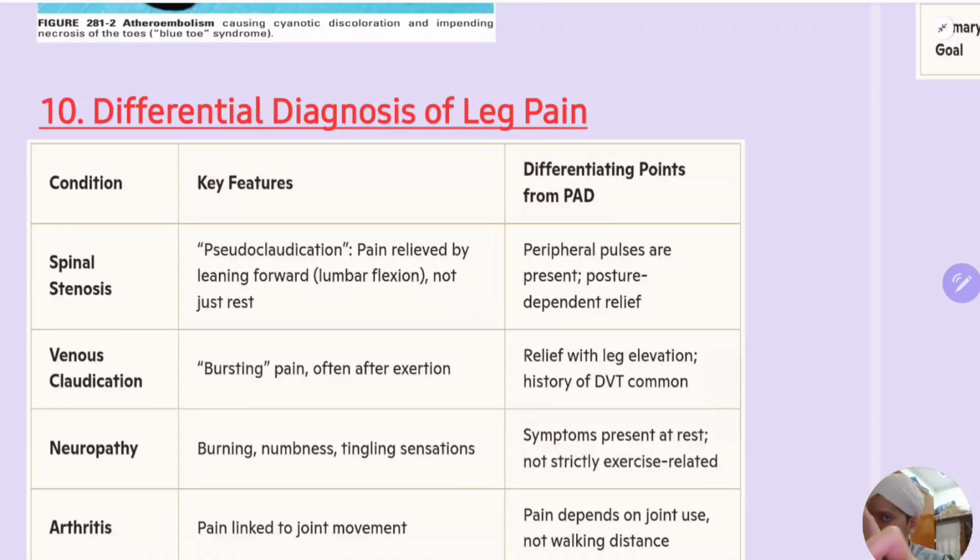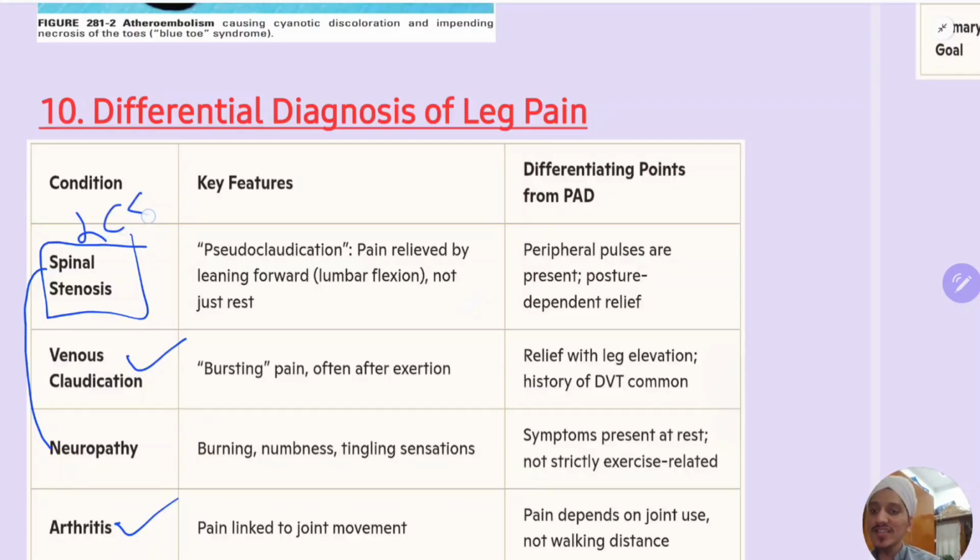One thing you should remember: you should always differentiate vascular claudication from neurogenic claudication versus arthritis pain. In neurogenic claudication, there are two things. One is spinal stenosis, lumbar canal stenosis, in elderly individuals. When they walk, they will have pain in the bilateral buttocks. And the pain is relieved by leaning forward. This is a differentiating point: lumbar flexion relieves it, not just rest.